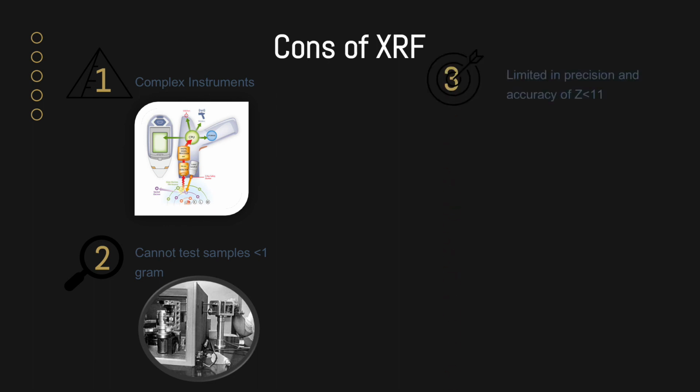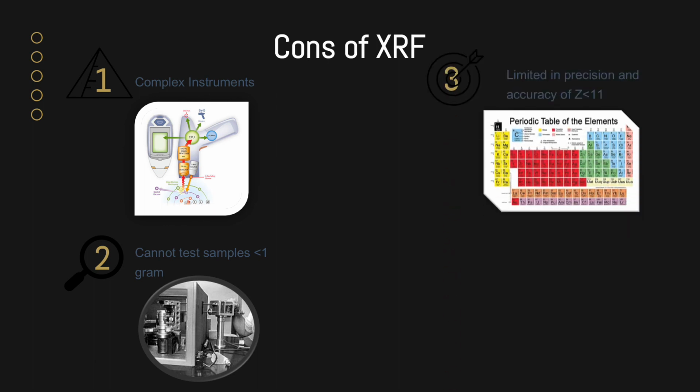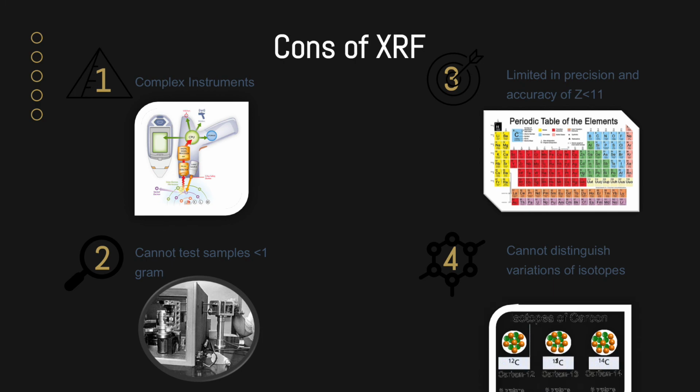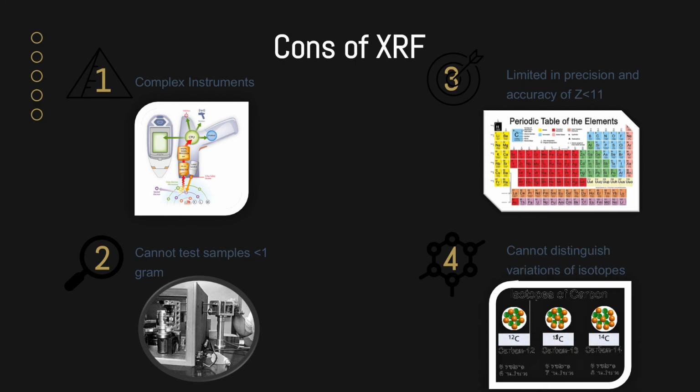3. Some commercially available instruments are limited in their ability to measure precisely and accurately elements with the atomic number less than 11. And 4. XRF cannot specifically determine variations among isotopes in an element.